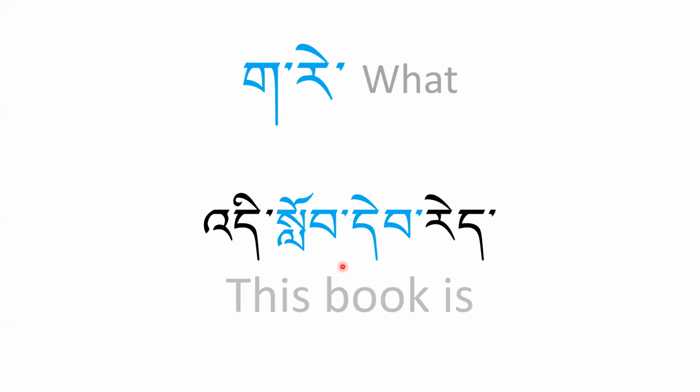Now, to turn this into a question, to say, is this a book? All you need to do is add be at the end of the sentence and say, Di lobdib rebe. Di lobdib rebe.